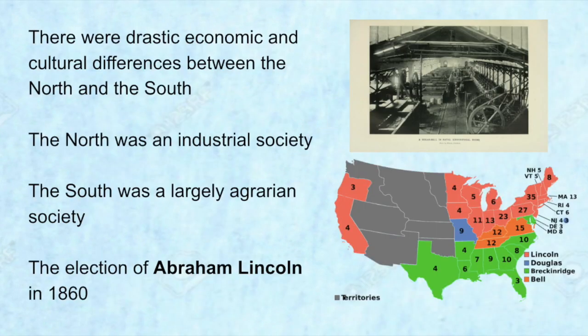Adding to the regional conflict was the drastic economic and cultural differences between the North and the South. The North was an increasingly industrial society and saw a large growth from immigration. The South was a largely agrarian society, of course based on agriculture, and obviously was very dependent on slavery. The big single event that led to Southern secession was the election of Abraham Lincoln in 1860. First, the Deep South seceded, and later the Upper South did.